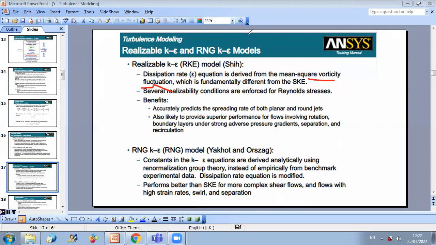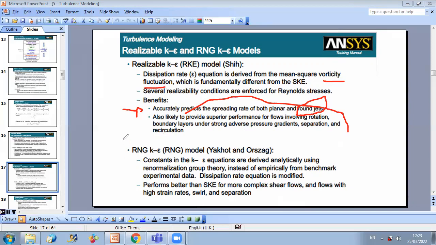So in this case, several realizability conditions are enforced for Reynolds stresses. And the advantages of this is that first, we can accurately predict the spreading rate of both planar and round jets. So whenever you have a round jet, it's better to use the realizable K epsilon. Also, it's likely to provide superior performance for flows involving rotation, boundary layers under strong adverse pressure gradient, separation, and recirculation. So we were able to overcome the main limitation of the standard K epsilon model by considering the effect of vorticity fluctuation.